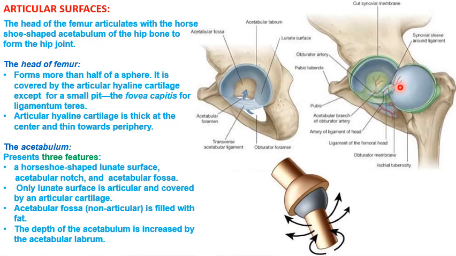And the articular surface is covered by hyaline cartilage, which is also called the articular cartilage, which is thick in the center and thin towards the periphery. And this cartilage extends over a small area onto the anterior surface of the neck of the femur.